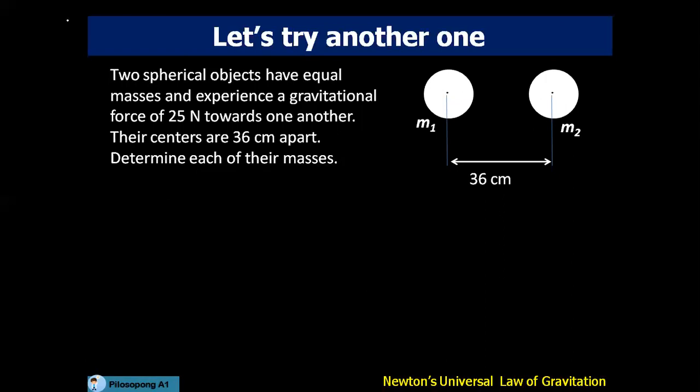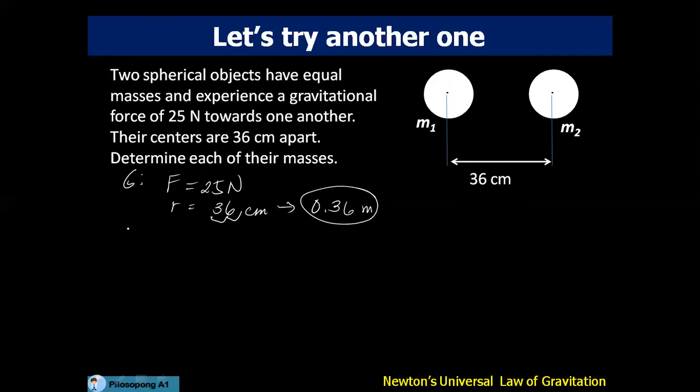Let us begin again with the given. The given in this problem is the force between the two objects, that is 25 newtons, and then we have r, the distance between them, that is 36 centimeters. We convert it already into meters, that is 0.36 meters, that we will use later to determine each of their masses. We are required to look for the mass. Since they're the same, just put m as our required.